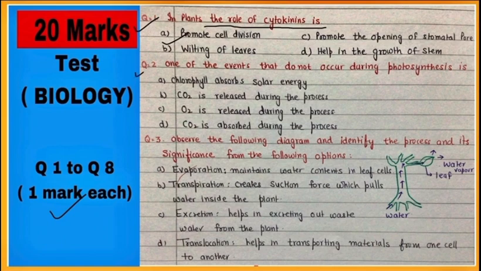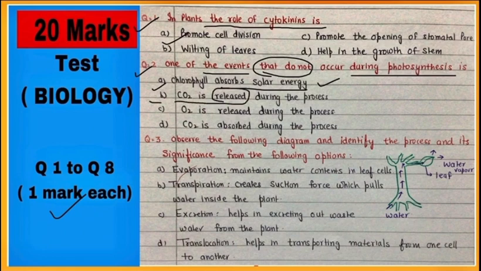Question 2. One of the events that do not occur during photosynthesis is: A. Chlorophyll absorbs solar energy. This happens during photosynthesis. B. Carbon dioxide is released during the process. No, this event does not take place in photosynthesis. Rather, carbon dioxide is absorbed during the process and oxygen is released. So, correct choice is B.